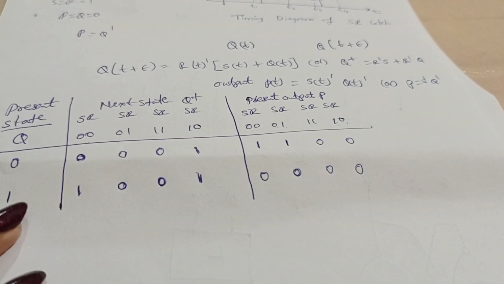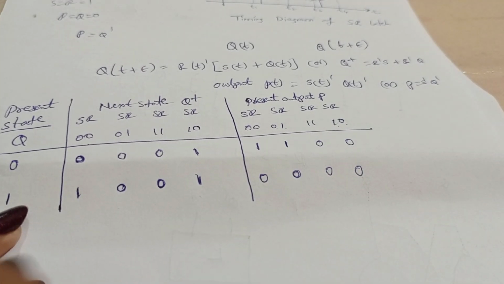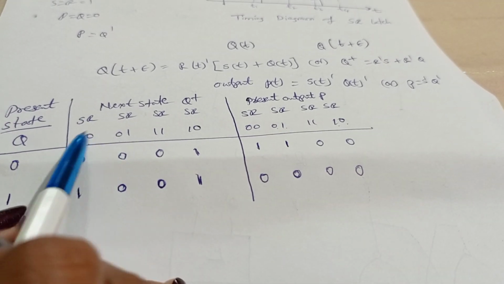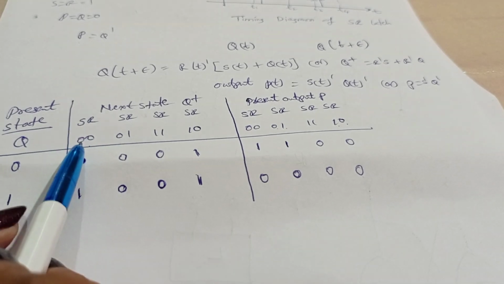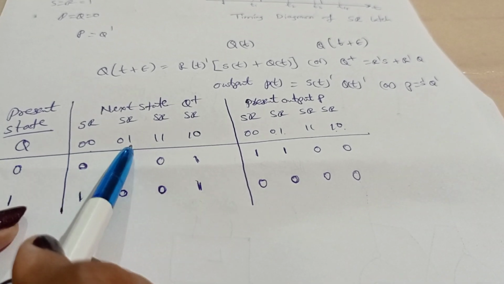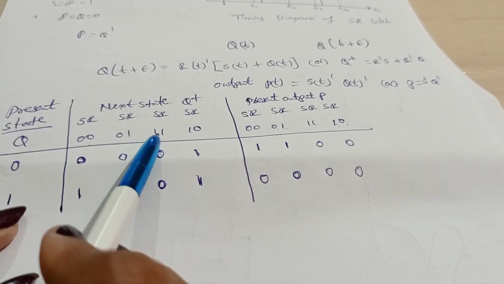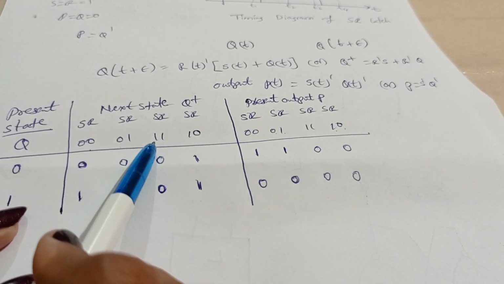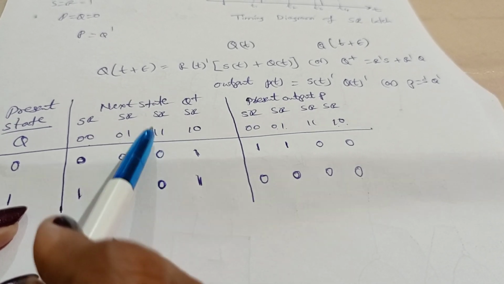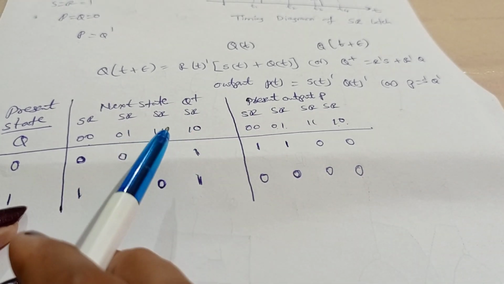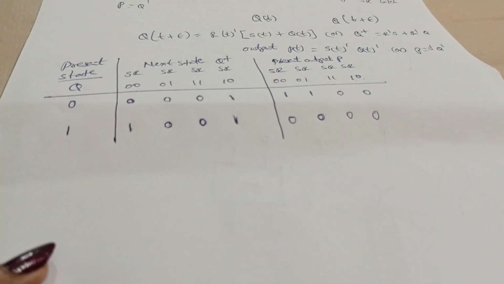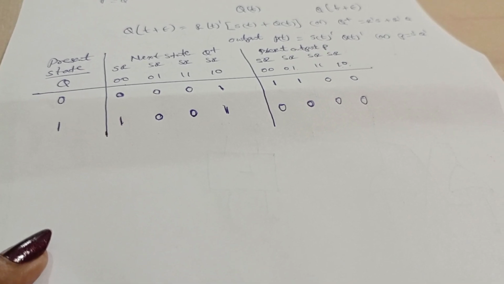By this, here only one of the two variables, S and R, changes at a time. Here R is changing. Already R is changed, so now changing S. Keeping S constant, changing R. Same as this K-map. Now we'll construct the K-map for Q plus.